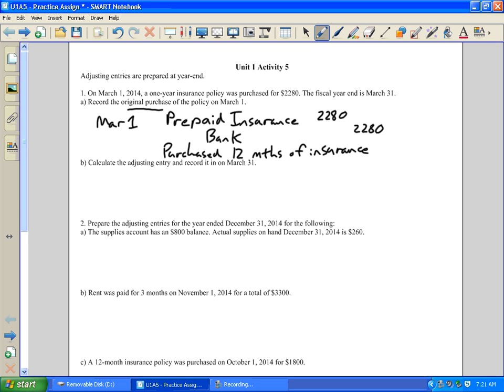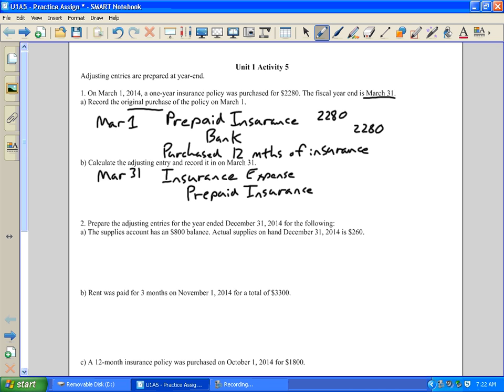Okay, so a month later, March 31st, that's our year end. So we have to calculate our adjusting entry at that time. So our date is going to be March 31st. And we're going to debit an account called insurance expense because that's the amount of insurance that we'll have used up over the course of the 1 month before the year end. And we're going to credit prepaid insurance, what we debited initially to create the transaction on March the 1st.